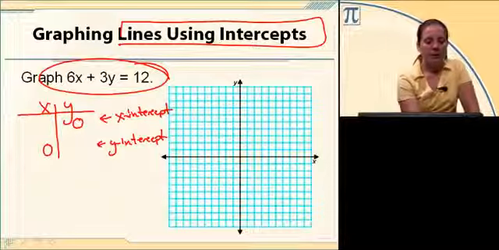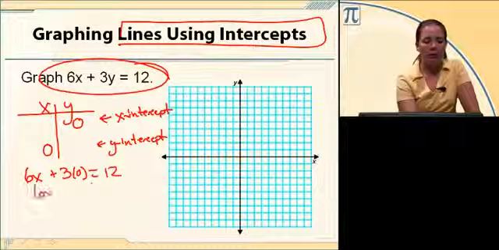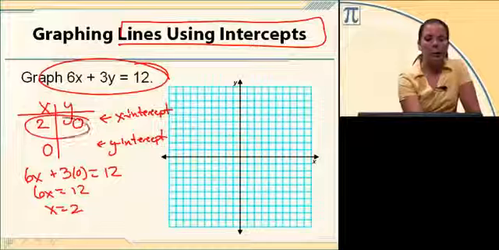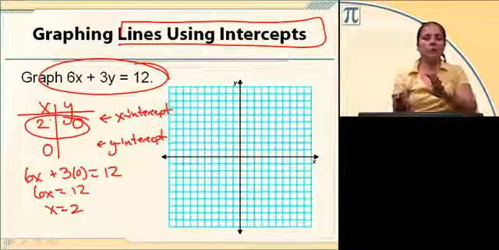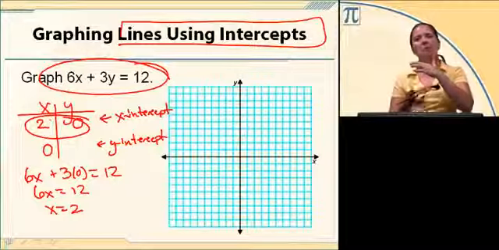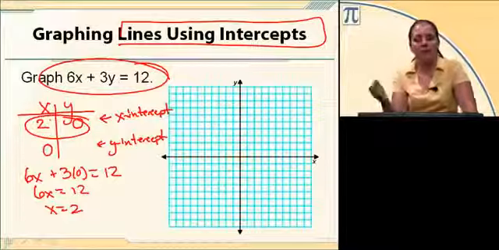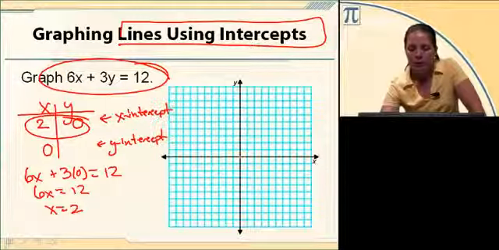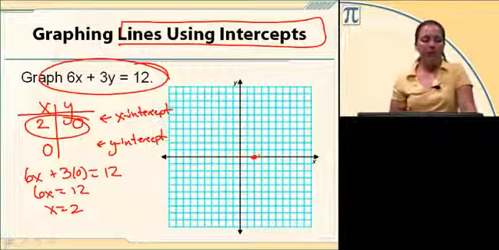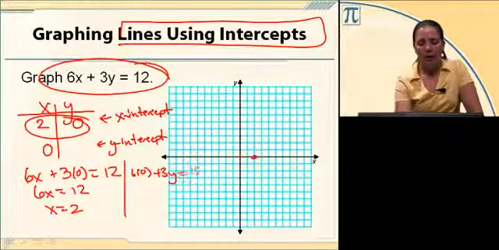When y is 0, I have 6x plus 3 times 0 equals 12. 6x equals 12, or x equals 2. So the point (2, 0) means go over 2 and don't move up or down at all. That's why it's the x-intercept. The y value is 0. You're not moving off that x-axis, so it crosses the x-axis and it stays on the x-axis. x equals 2, start at the origin, go to the right 2. There's my first point.